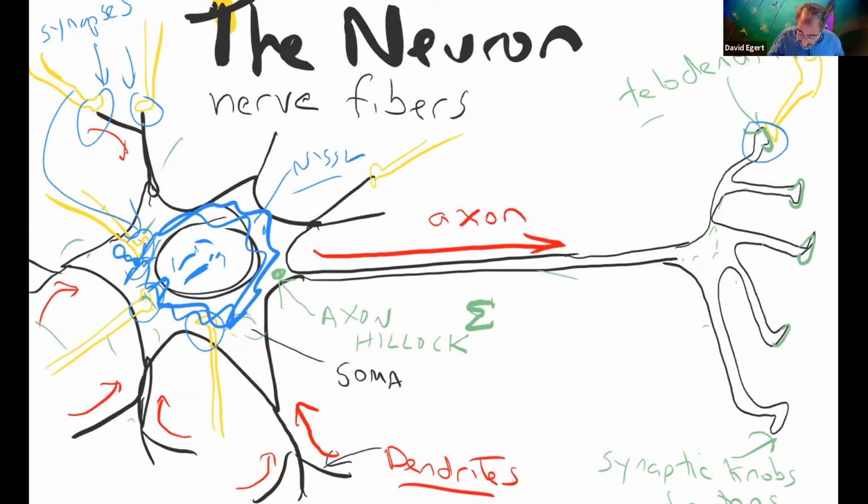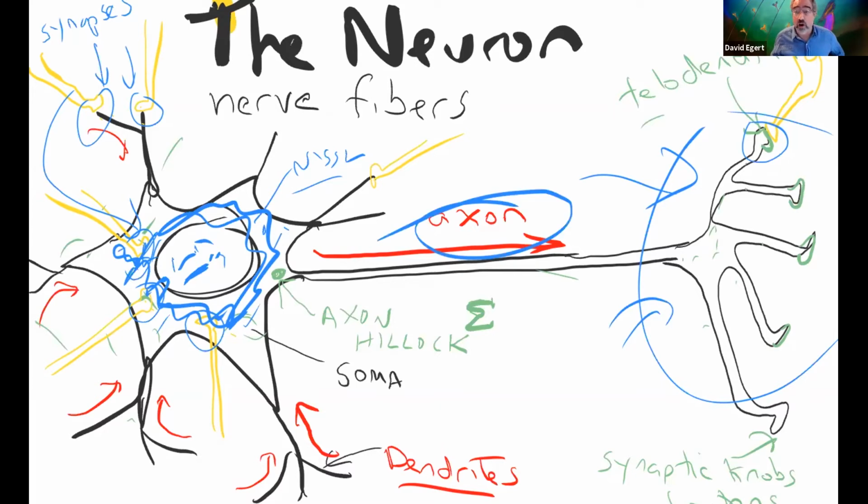But then we need to get stuff that we make inside the cell down to the end here. And we just said that the axon might be 3 feet long. So we need some way to move stuff a really long distance. There's a couple of different ways that you can move things along this. We can have slow versus fast axonal transport.